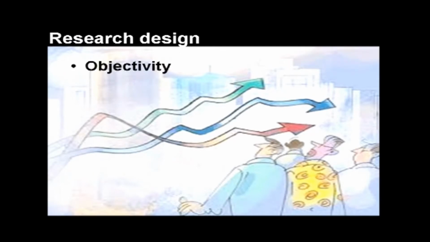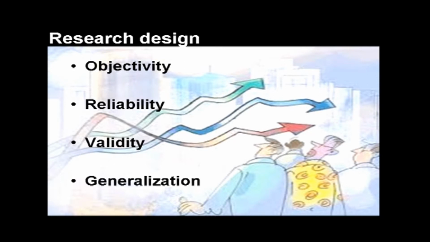The first one is objectivity. The second feature is reliability. The third one is validity. The fourth one is generalization.